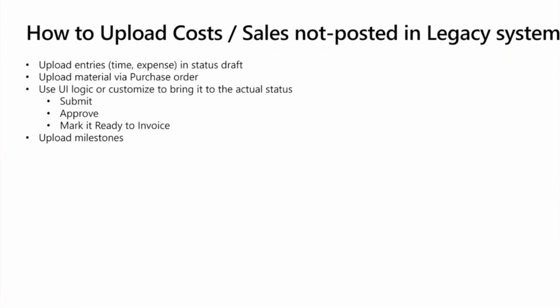If we had material, that typically would be coming in via a purchase order, so we would be uploading that material on that purchase order in Finance and Operations. And then either you use the UI logic for bringing it into the right state, but typically that is something that you want to automate so that you don't have manual activities to do. You would first bring it from draft to submitted, from submitted to approved, and even once it is approved, you might find the actuals and mark those as ready to invoice. And the last step is we need to think about milestones. So if we have open milestones, we're going to upload those as well.